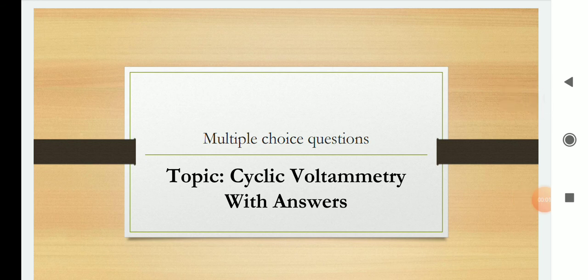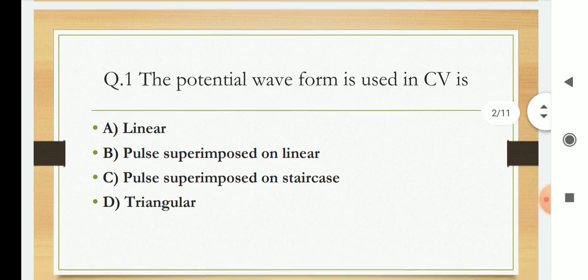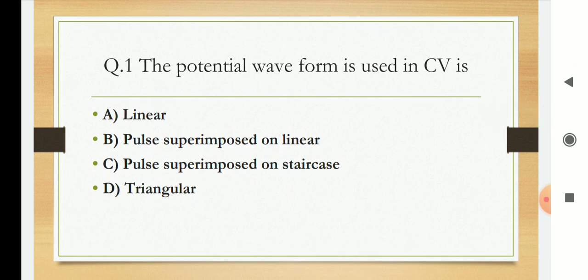Everybody, in this video we'll see the multiple choice questions in cyclic voltammetry with their answers. The potential waveform used in cyclic voltammetry is dash: linear, pulse superimposed on linear, pulse superimposed on staircase, and triangular. Well, in the case of cyclic voltammetry, the potential is gradually increased and then gradually decreased. So the answer is triangular. So the answer is D.